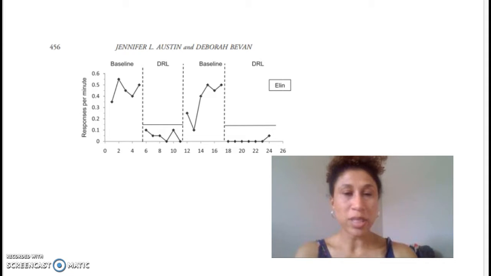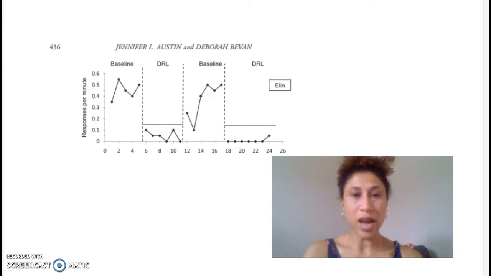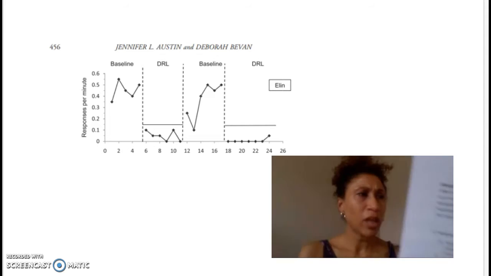Variability is how much the data points are spread. And looking at that baseline phase, I found that the rate of responding for the first data point is 0.35 and the high is a 0.55. So I'm going to say there's a high variability between those points.